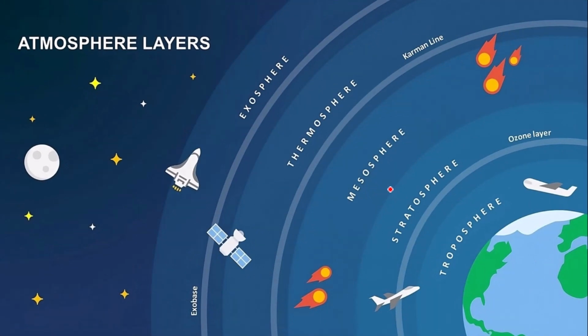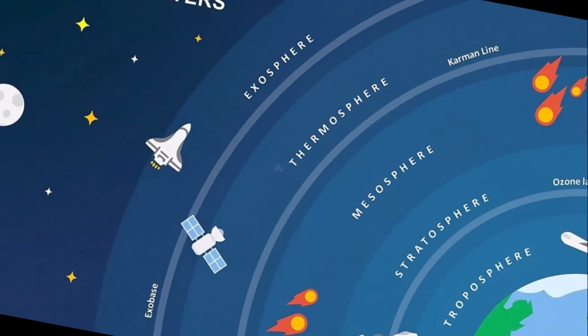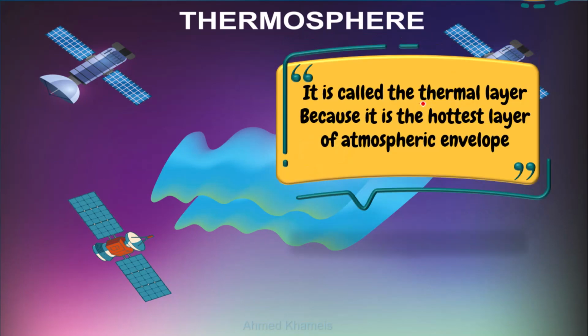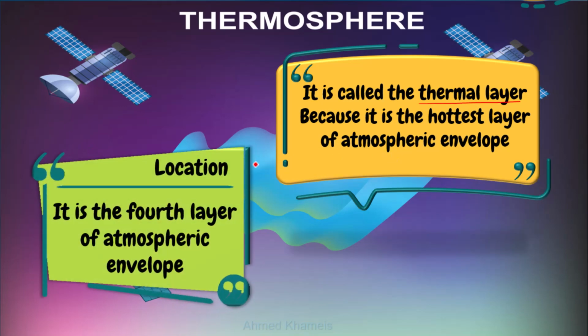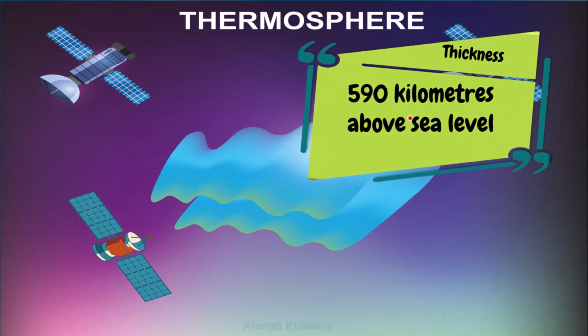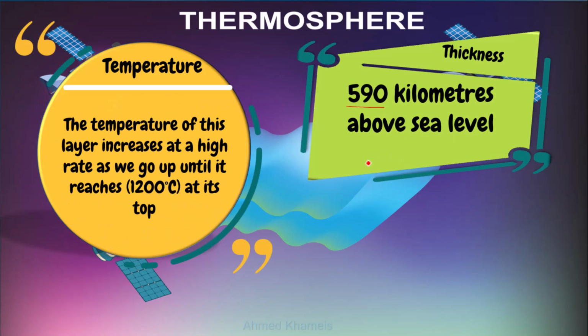The fourth and final layer is the thermosphere, called the thermal layer because it's the hottest layer in the atmospheric envelope. It is the fourth layer in the atmospheric envelope, and it has a thickness of 590 kilometers. Temperature in this layer keeps increasing until it reaches 1200 degrees Celsius.